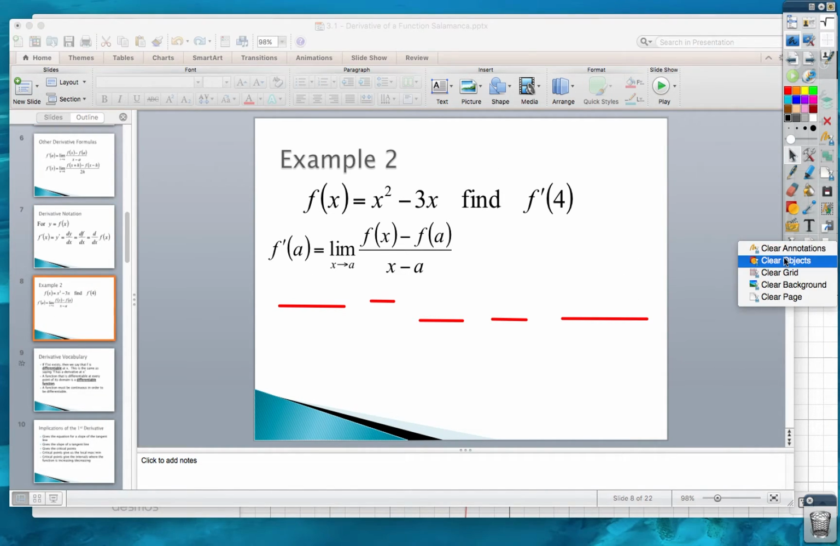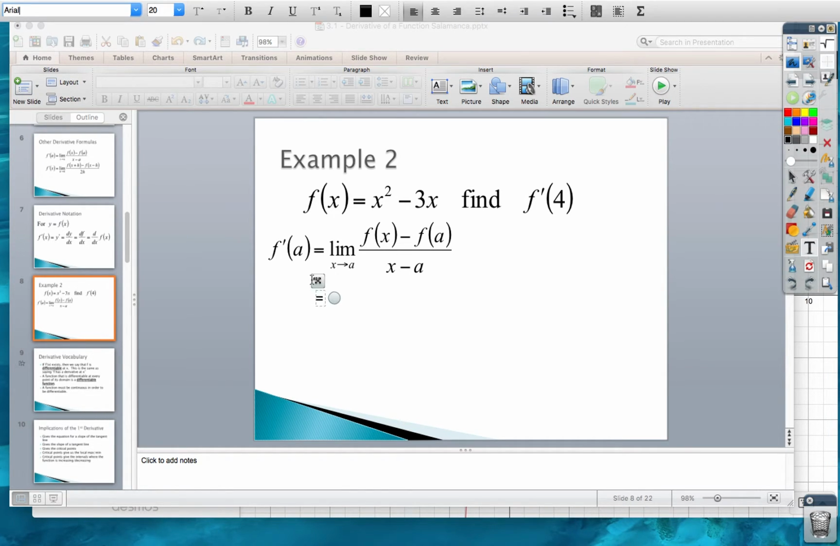So let's look at the next slide. We're going to do one of our newer formulas using f prime of 4. And notice that we're using one of the newer formulas. So I just wanted to show it to you. Again, it's an alternative form. If you like this one better, you're more than welcome to use it. If we're going to do the same base, we are going to replace your f of x, so we have x squared minus 3x, minus f of a.